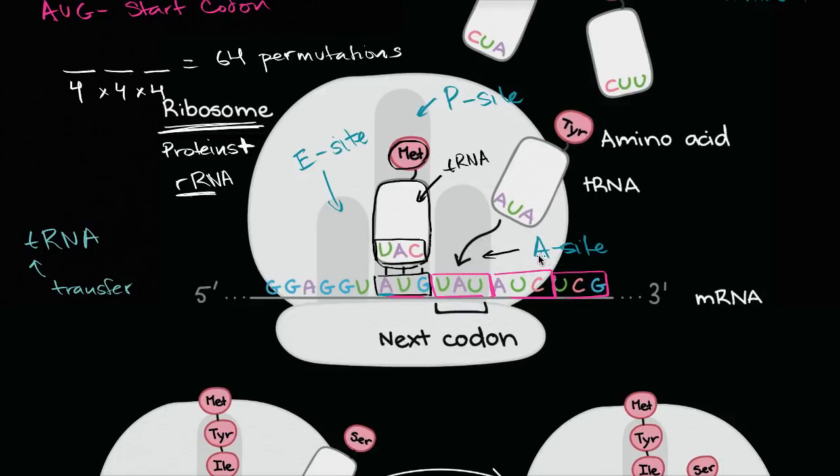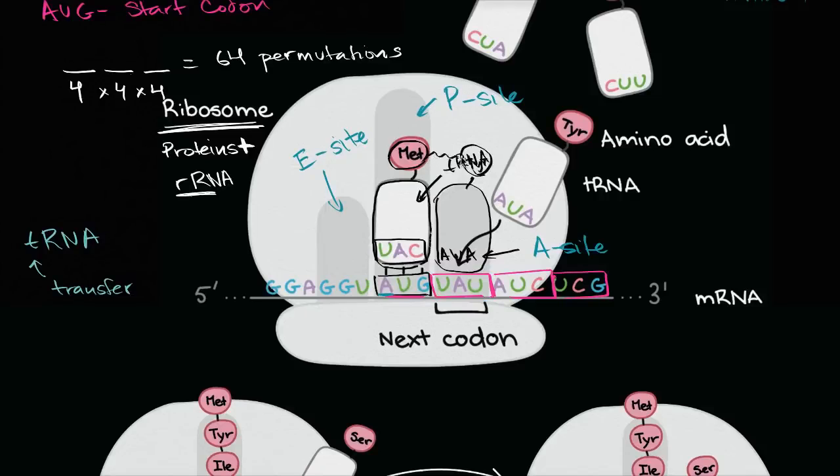So why is that called the A site? Well, A stands for aminoacyl. An easy way to remember it is it's the place where the tRNA that's bound to an amino acid, just one amino acid, is going to bind on the ribosome. And so once this character comes right over here, let me draw that, there's going to be AUA, and it's bound to the tyrosine.